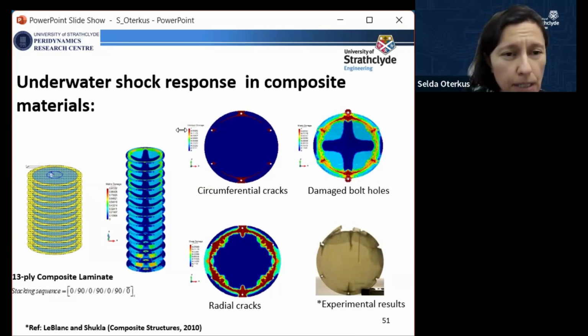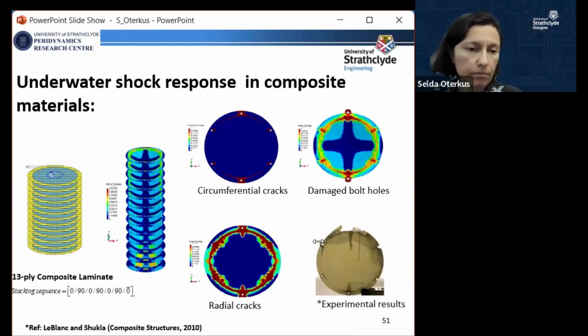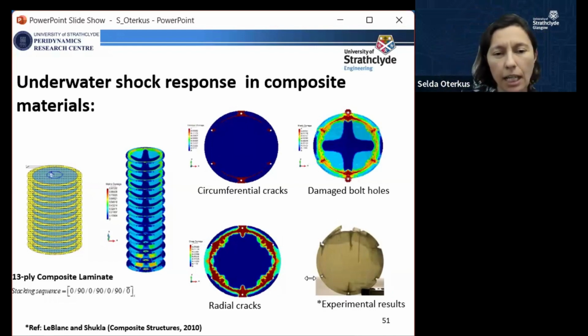And this plate was bolted around the circumference. As you can see, these are the bolts. The holes are showing the bolts, and because of the shock loading, the red region is showing the damage or the radial cracks. And here on the right, you can see the experimental damage that was obtained by previous researchers. And we were also able to capture a similar damage pattern in our composite laminate plate.